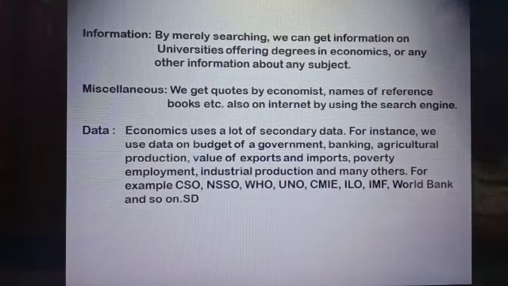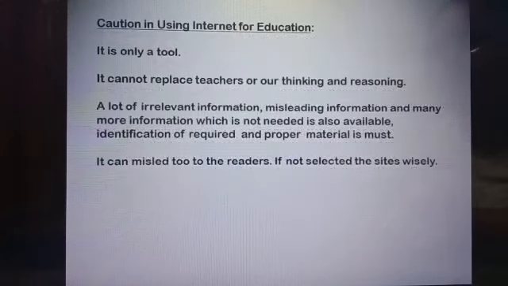When we are talking about any kind of technology, we need to be very cautious while utilizing it. So let us see what cautions should be taken when you are using the internet for educational purposes. It is only a tool. It cannot replace teachers or our thinking and reasoning. A lot of irrelevant information, misleading information, and much more information which is not needed is also available. Identification of required and proper material is a must. Readers can be misled if sites are not selected wisely.